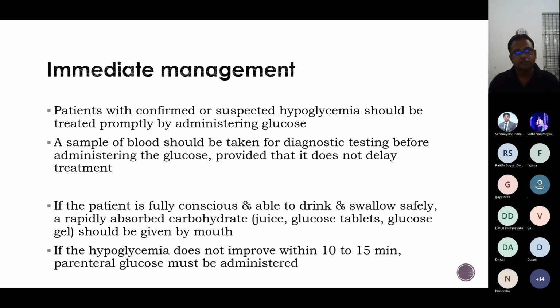If the patient is conscious and can tolerate oral fluids, you can give them something to drink, like a sugary drink, juice, glucose tablet, or glucose gel. So you get these gel packs in UK, which is like a toothpaste-like tube. You can just squeeze it onto that hypoglycemic child's mouth. But again, if the hypoglycemia does not improve within 10 to 15 minutes, then that child needs IV dextrose.